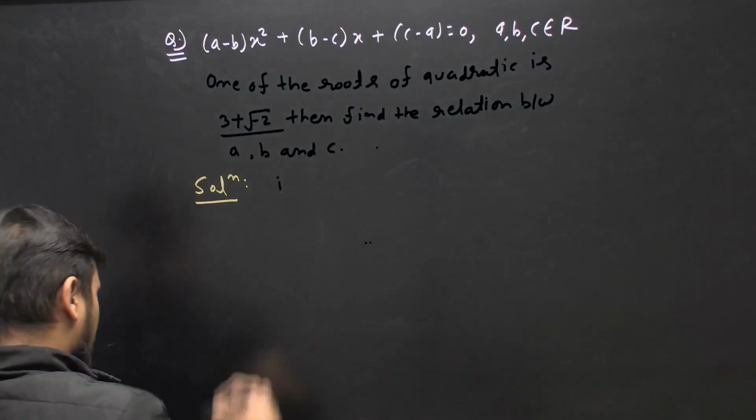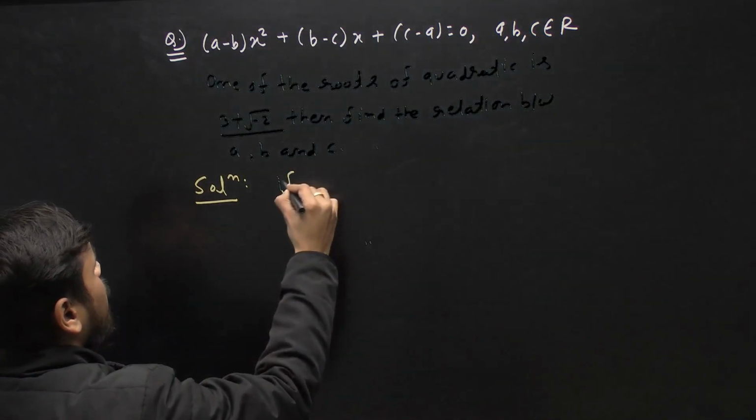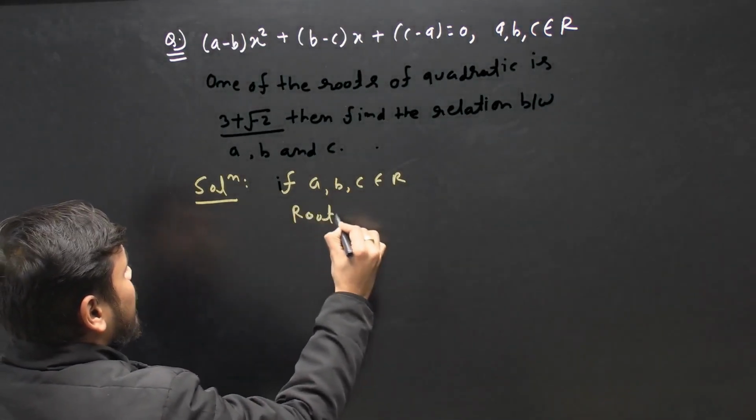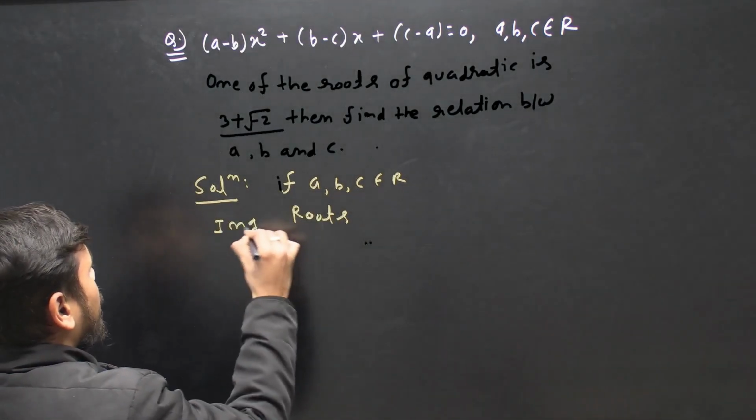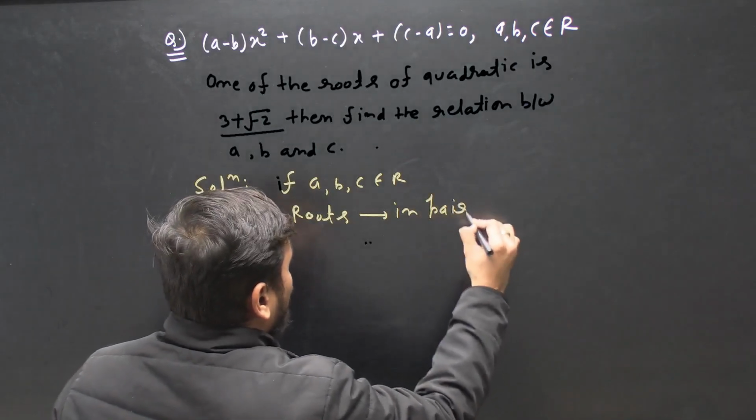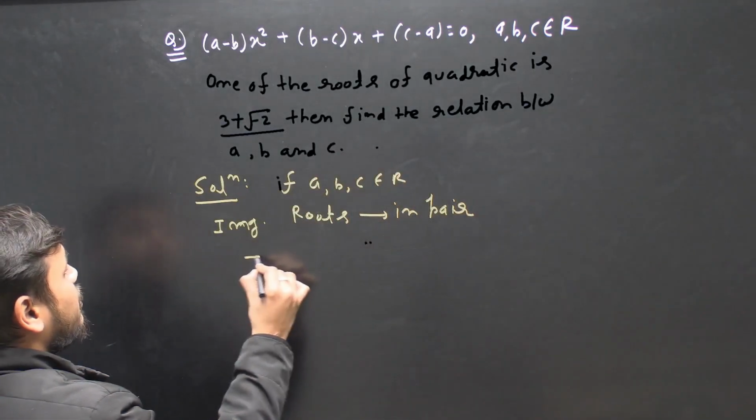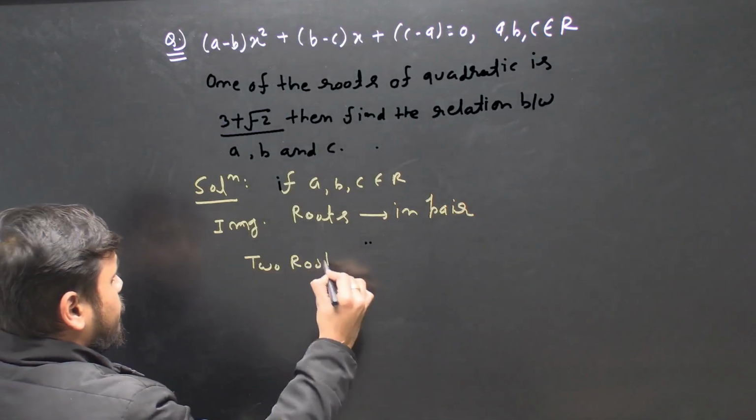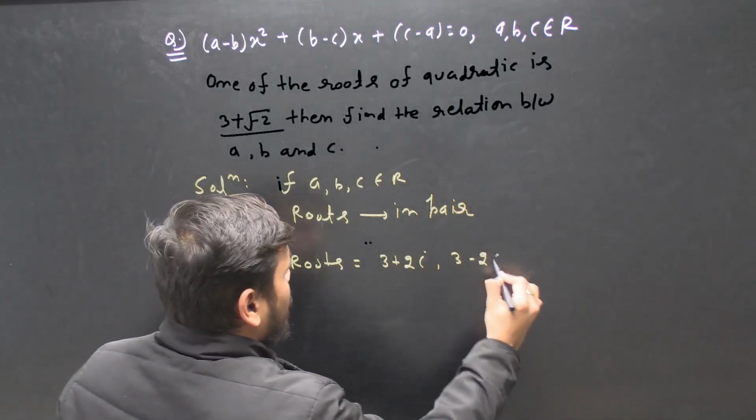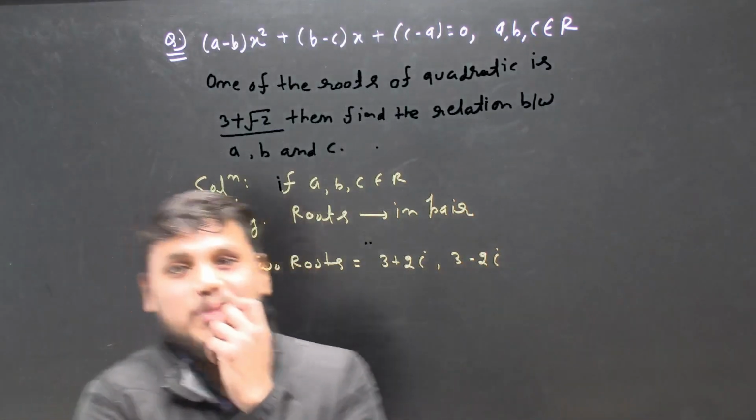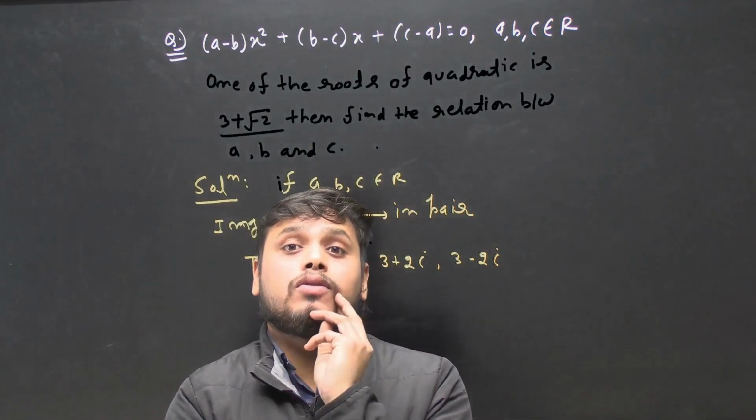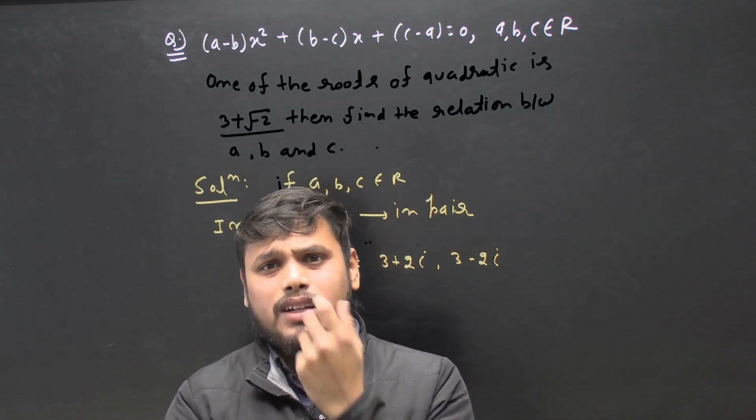So we can write down: a, b, c belong to R, then imaginary roots will appear in pairs. So its two roots are 3 + 2ι and 3 − 2ι. Now how can we find the relation between a, b and c? We have two roots, and we need to find a relation between the three unknowns a, b and c.